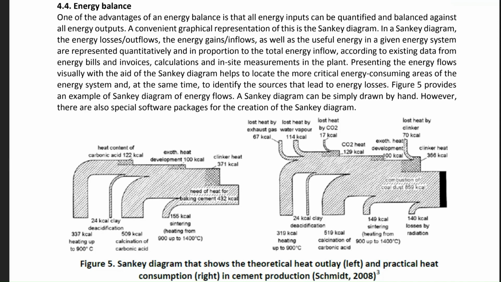Okay, so the necessity while drawing the Sankey diagram is that the shape of the diagram is not of much consideration, but the width of the inflow and the outflow are important. Here we have the diagram which shows the different input and output, or you can say inflows and outflows, for a cement production plant. So consider the first diagram of heat outlay, the left diagram. The thinnest width is 24 kilocalories, and it is used for clay deacidification. Next is the 337 kilocalories.